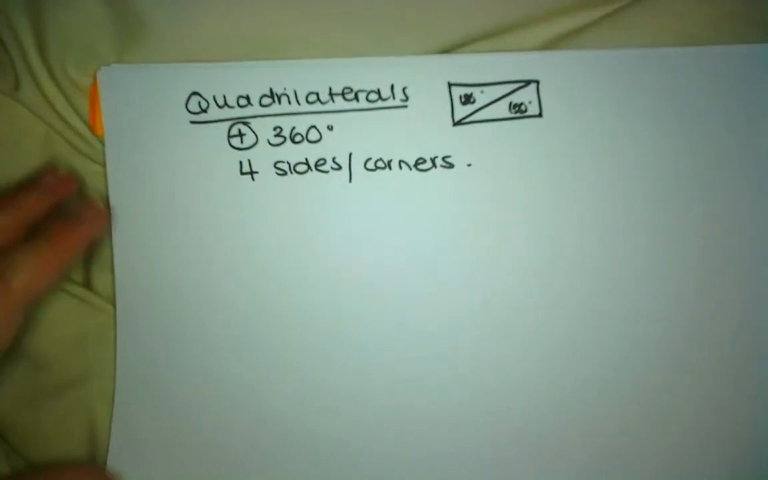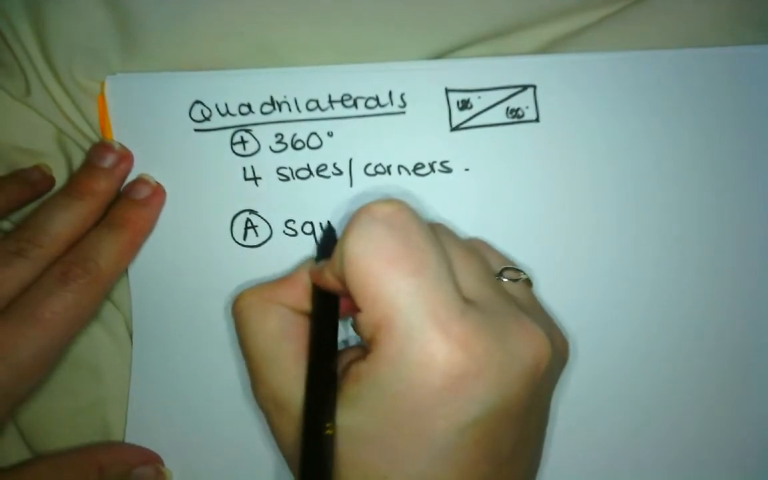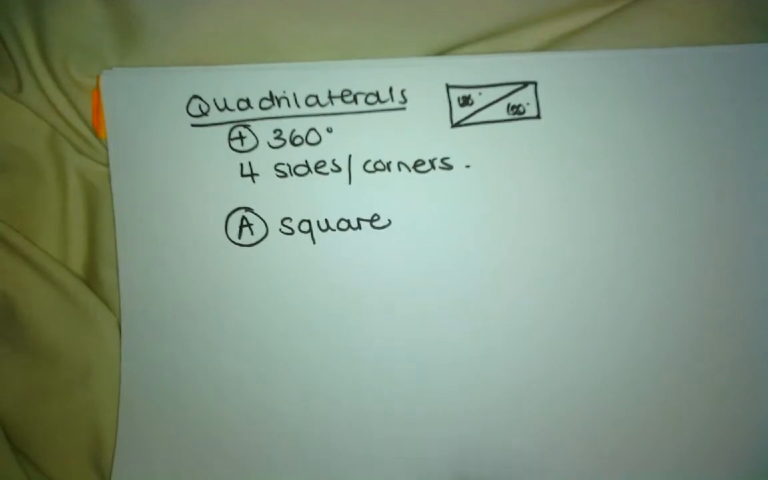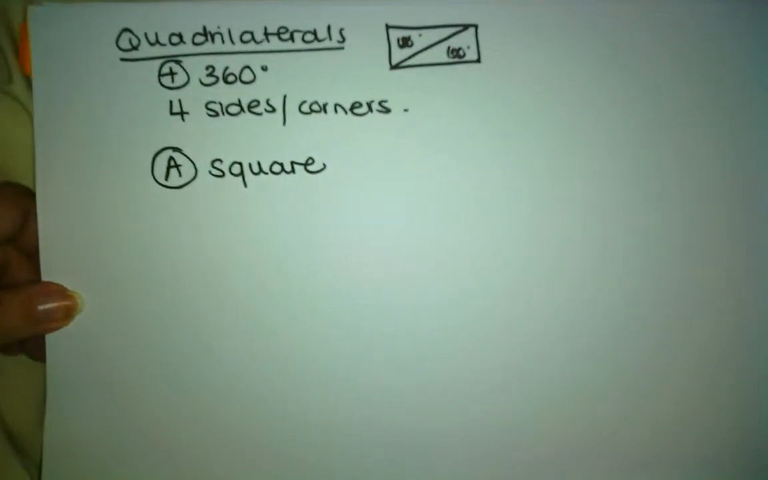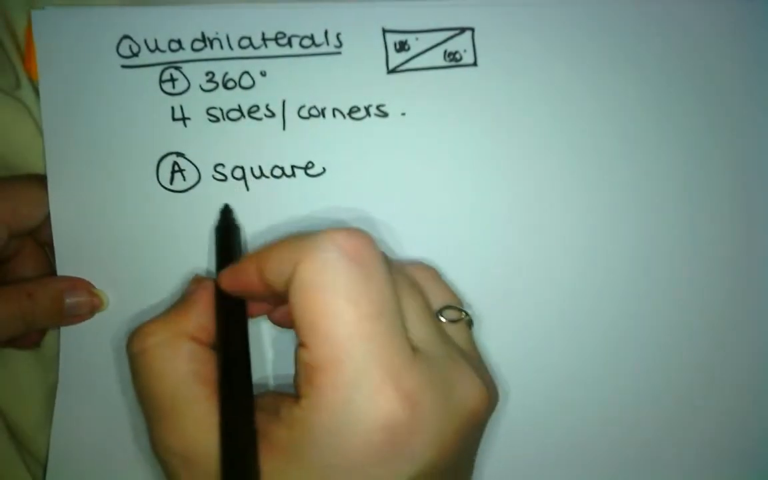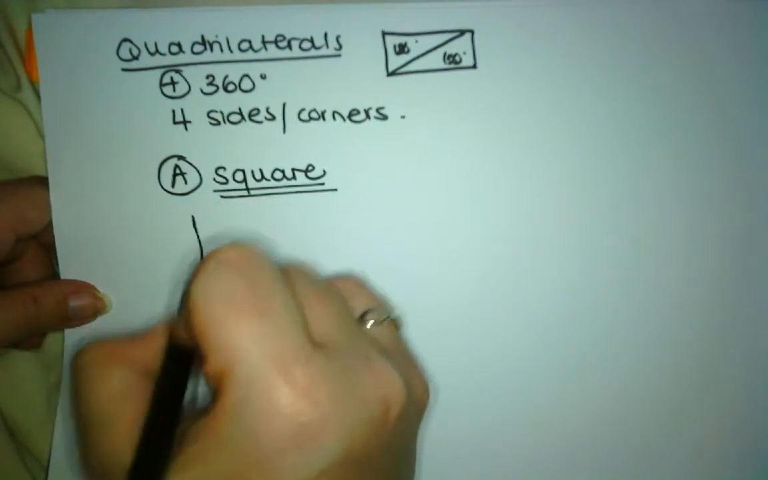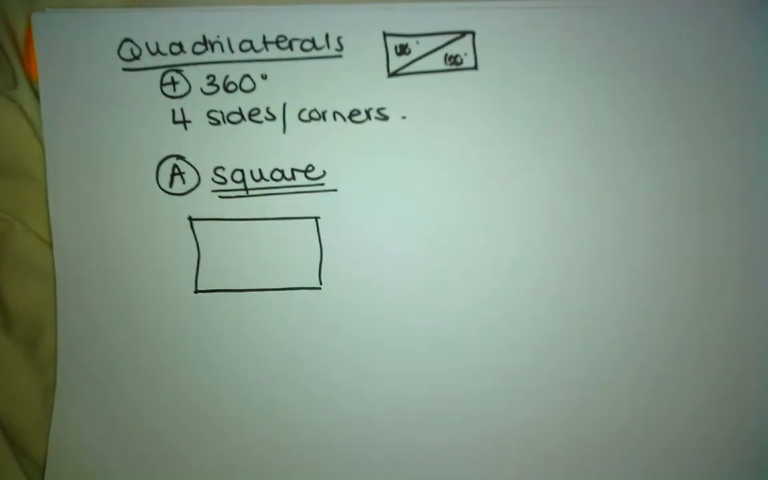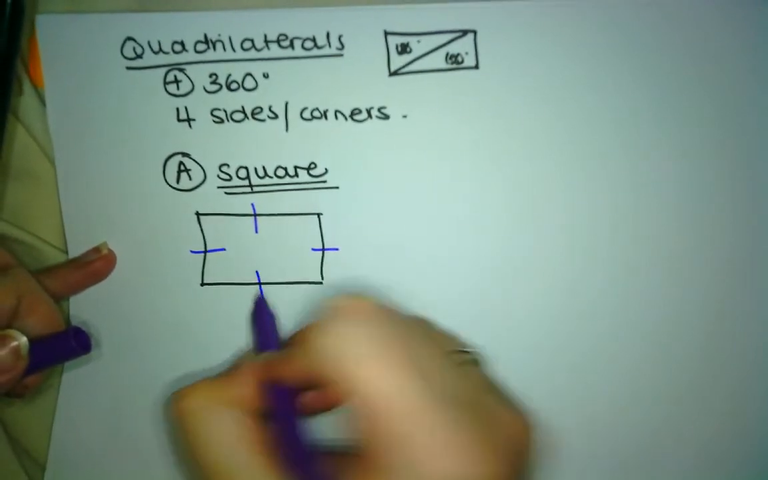Okay, so the first one, A, is a square. Basically, these are the things that I need you guys to know about it. There are more properties, but the main ones that you need to know now is what I'm going to be giving you. So a square, let's do it underneath. Okay, so a square is when you have all the sides are the same length.